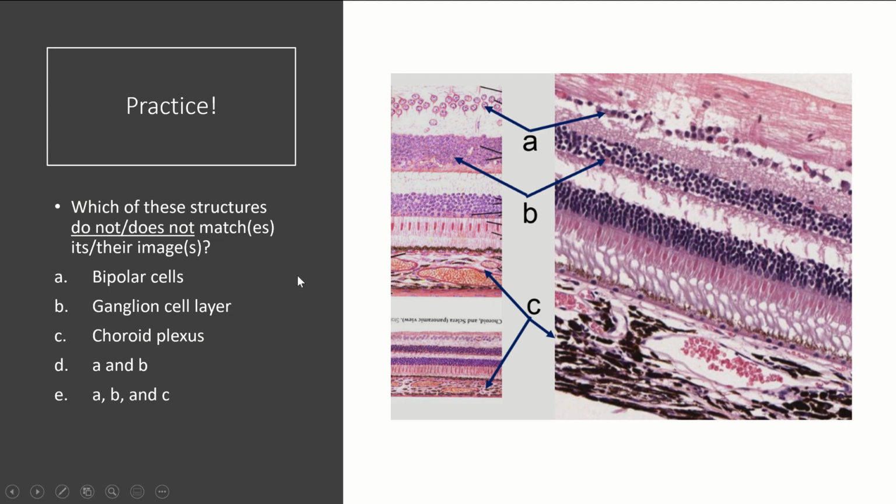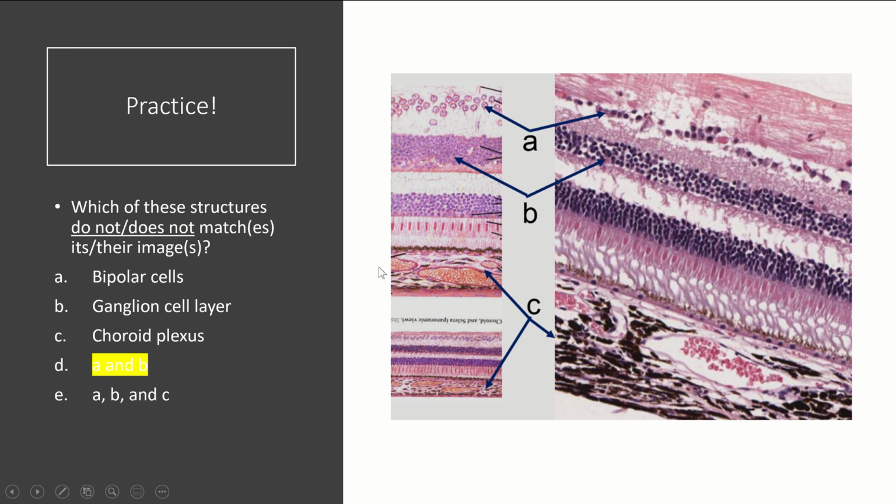This one, which of these structures does not match? So A is pointing to this topmost layer. And remember we said that would be the ganglion layer. That's the layer that forms the optic nerve. So this is the ganglion layer, so that does not match. B, we're pointing to these cells, right, that are connecting two different layers. They have two little ends and the nuclei in the middle. Those are our bipolar cells. Okay, so these are actually switched, right? And then C, the choroid. Remember we said the choroid layer is that vascular layer with all those blood vessels, so that does match. So the answer would just be A and B because we're talking about the ones that do not match, right?